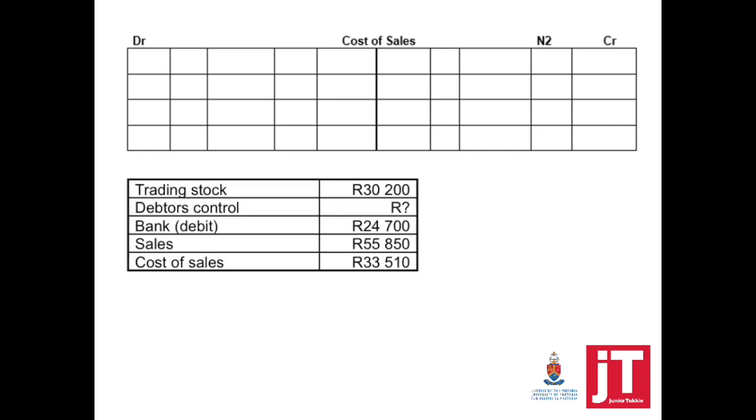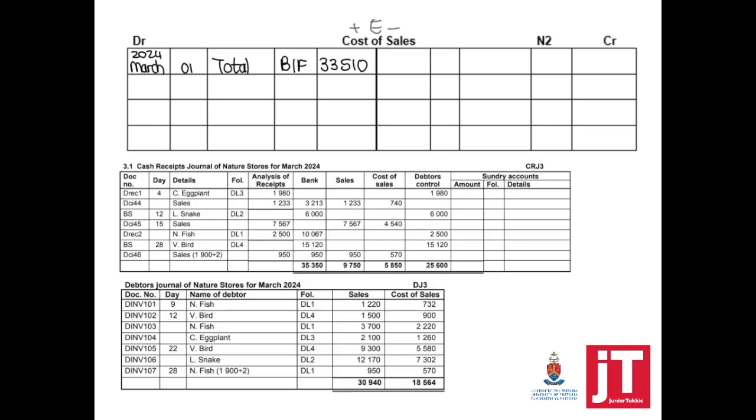Cost of sales is an expense, which means that the total brought forward will appear on the debit side on the first day of the month. Then, from the cash receipts journal, cost of sales will always be debited and trading stock would be credited. This is why my details is trading stock. From the debtors journal, cost of sales will always be debited, account credited, trading stock, 18,564. At the end of the month, we total, and this is my cost of sales. The general ledger, if you just understand that double entry principle, then it can be so easy for you to earn marks. You can literally go and study these accounts as well.